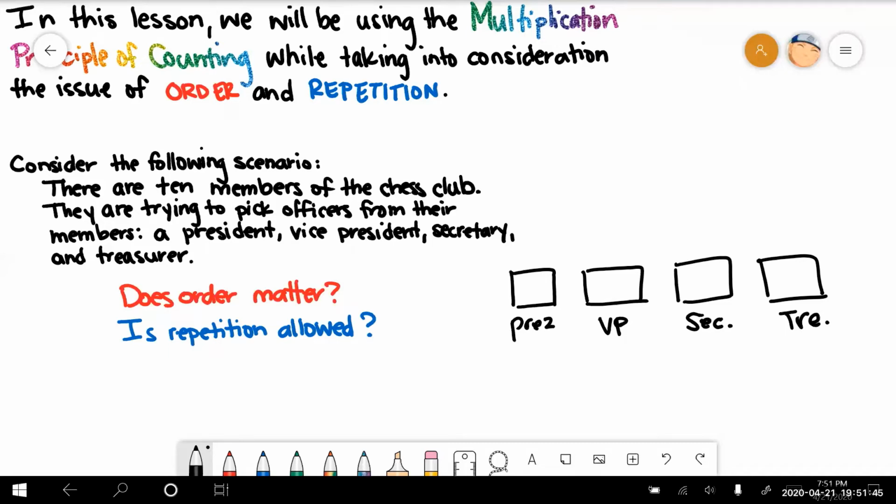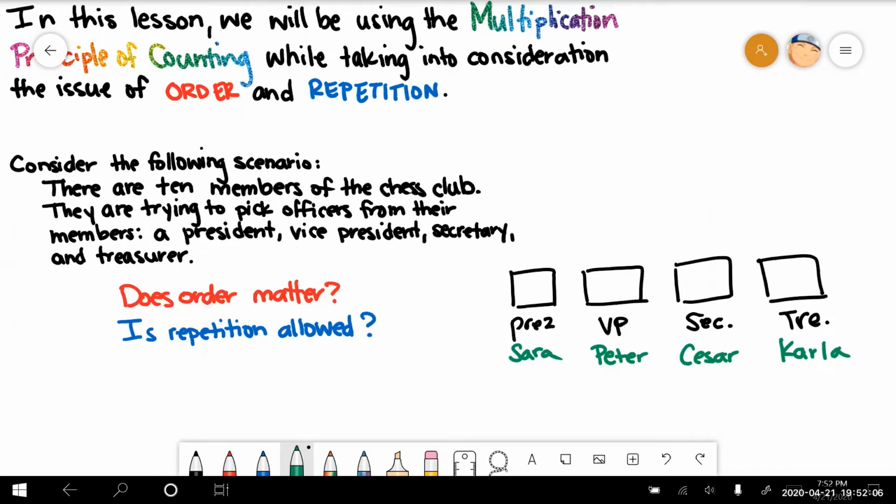So now, does order matter? Well, let's think of it this way. Let's say we've got, we're going to go ahead and put in Sarah, and we'll put in Peter, and we'll put in Caesar, and we'll put in Carla.